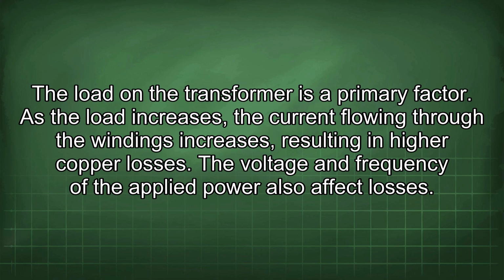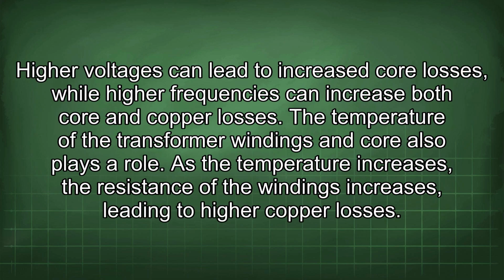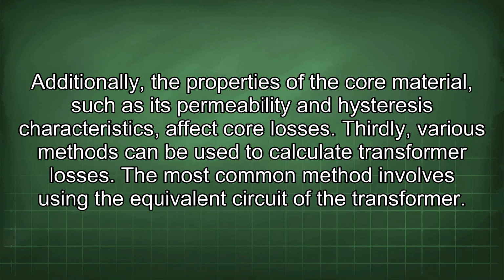The voltage and frequency of the applied power also affect losses. Higher voltages can lead to increased core losses, while higher frequencies can increase both core and copper losses. The temperature of the transformer windings and core also plays a role. As the temperature increases, the resistance of the windings increases, leading to higher copper losses. Additionally, the properties of the core material, such as its permeability and hysteresis characteristics, affect core losses.